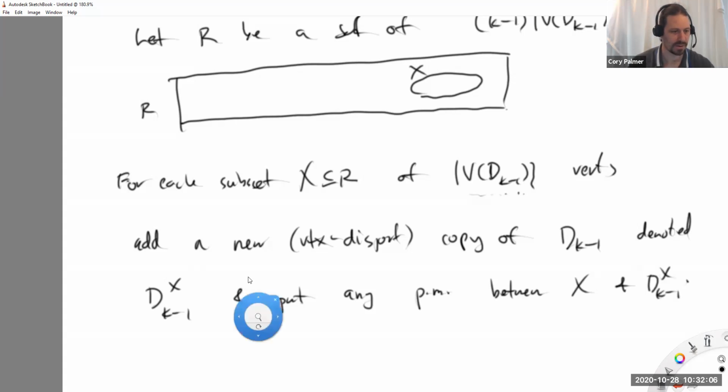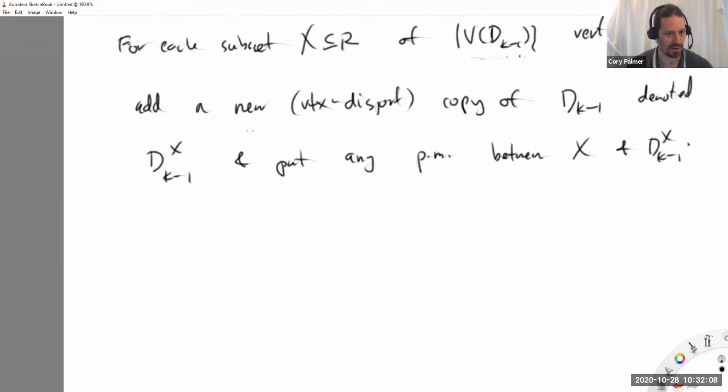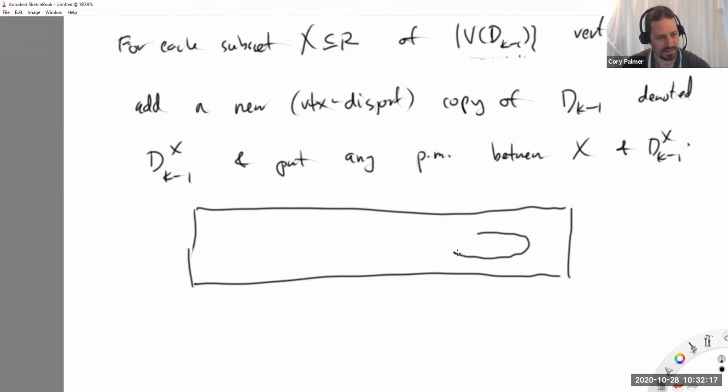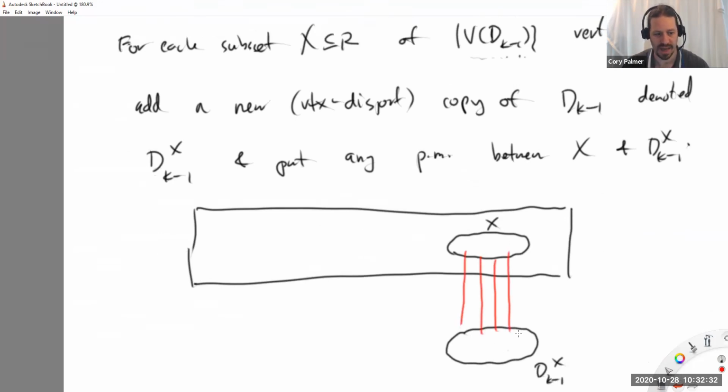Okay, so let's try to look at a picture here. This one's hard to draw, but this is the construction. So I've got R, and for each set X, I create a copy. I introduce a D_{k-1}^X copy. And then I join these by edges. You can just choose a perfect matching. There are as many vertices in X as there are in D_{k-1}, so I can pick a matching here. I don't introduce any edges into R.